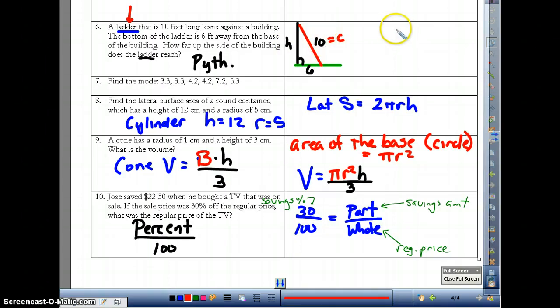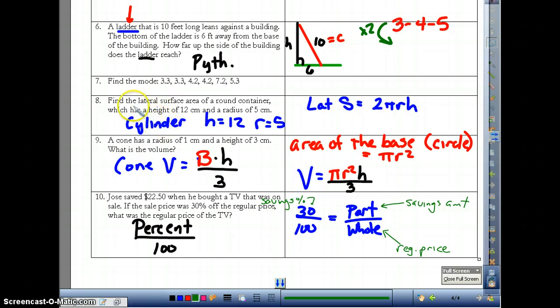Or do you remember Pythagorean triples? Your most basic right triangle is a 3, 4, 5 right triangle. What happens if you take those dimensions and multiply by a scale factor of 2? What do you get? Number 7, what's your mode? Which one shows up the most?